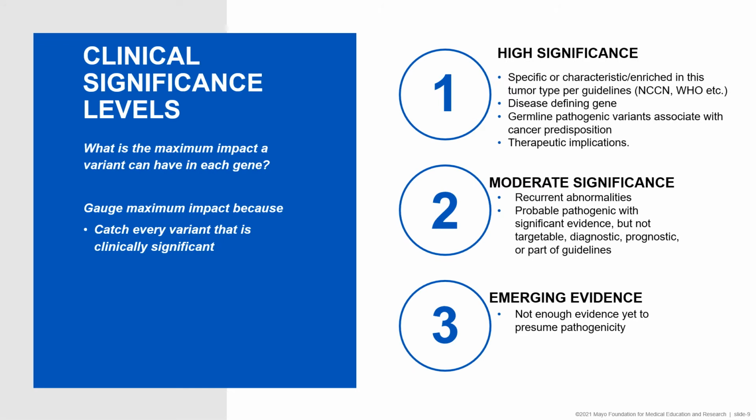So clinical significance levels are a newer concept that we came up with, defining what the maximum impact of a gene or a variant within a gene is in the context of a specific disease. The purpose of having these tiers is to gauge the maximum impact that a variant in a gene might have. We'd like to catch every variant that is clinically significant in our assays. And so we came up with 3 clinical significance levels that include high significance, moderate significance, and emerging evidence.